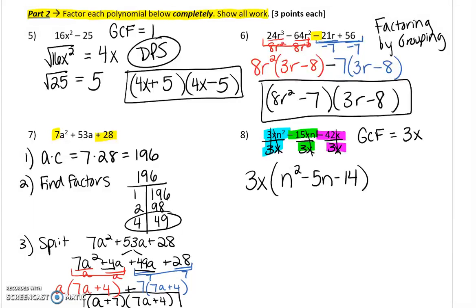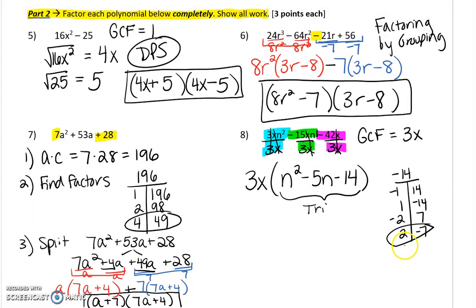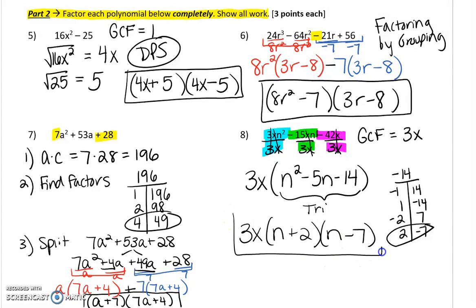From here, we need to investigate what's in these parentheses. This is a trinomial that we have to figure out whether it can be factored or not. So this is where we would be looking for two numbers that multiply to negative 14 that add to negative 5. So when we investigate our factors, it's either going to be 1 and 14, one of those is positive, one of those is negative, or 2 and 7. One of those is positive, one of those is negative. And the factors that we want that add to negative 5 are 2 and negative 7. So I'm bringing down the 3x GCF, but now this trinomial is getting factored into n and n, positive 2 and negative 7. This is factored completely.